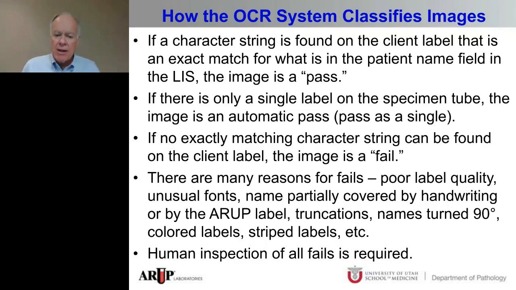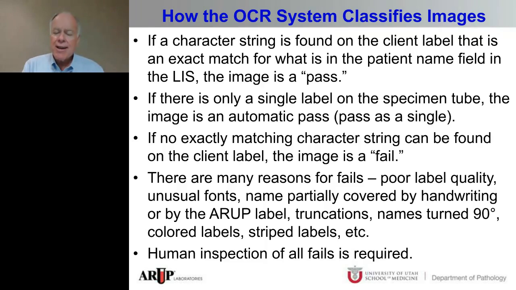Poor label quality, unusual fonts, name being partially covered by handwriting or a felt tip marker, or by the ARUP label. Our own label might cover part of the patient name. The name could have been truncated by the client. They could have transmitted into the LIS John Henry Jones, but on the label they only printed Jones, comma, John H, or something like that as an example. In other words, there's a truncation.